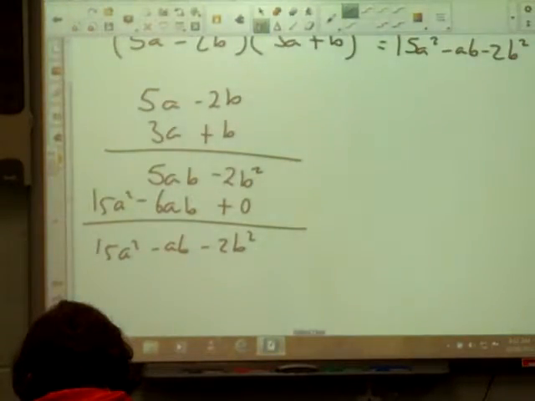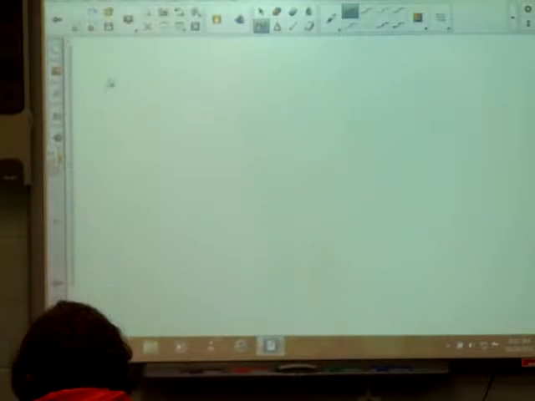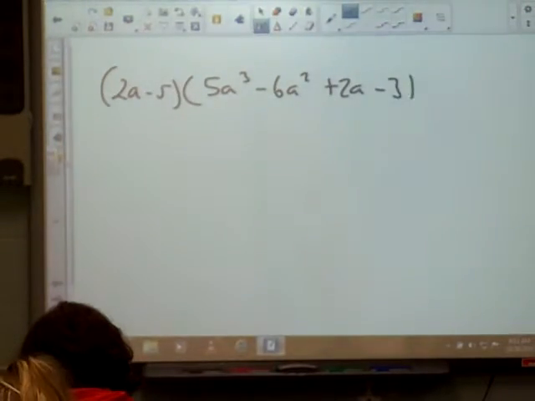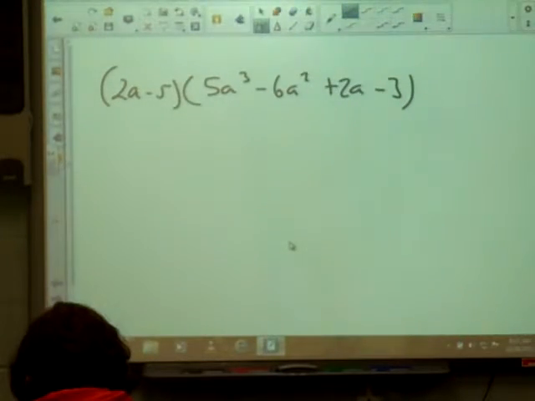Alright, this one here says 2A minus 5. So we got a binomial there times 5A cubed minus 6A squared plus 2A minus 3. So this one's got 4 terms. So we're multiplying. Can't FOIL because they're not both binomials. So here's our options, and I'll do them both if we need to. It's basically distributive property either way you want to do it.